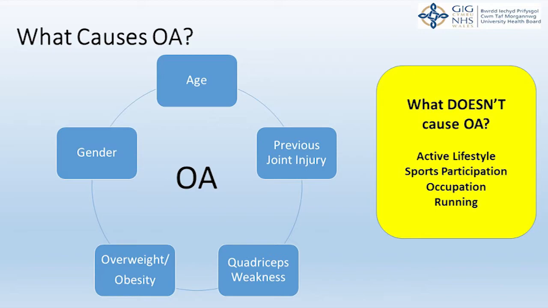The things that do cause OA are age, previous knee injury, and then the things that we can change, like weight and thigh muscle strength. Weakness and a lack of activity are big risk factors for developing OA. So there are things that we can change here, and these things can improve your pain. It is not too late to change your pain.